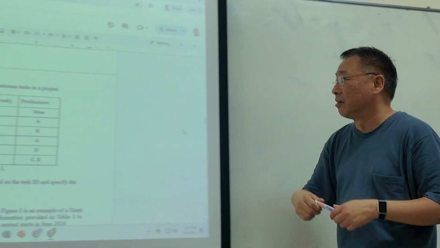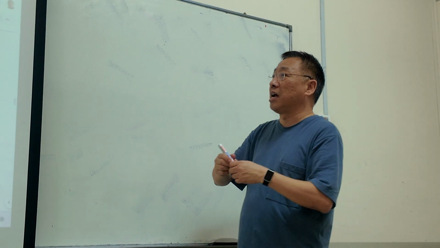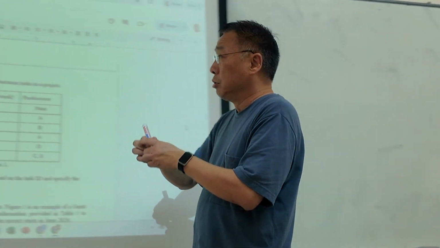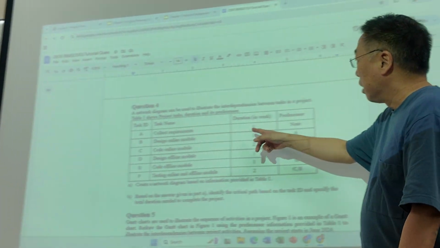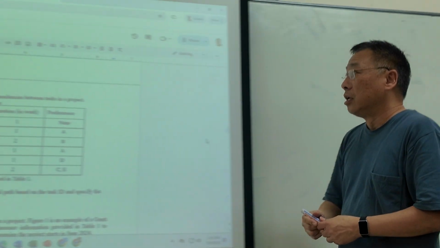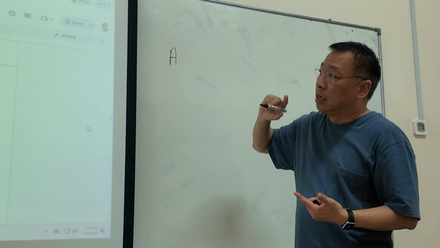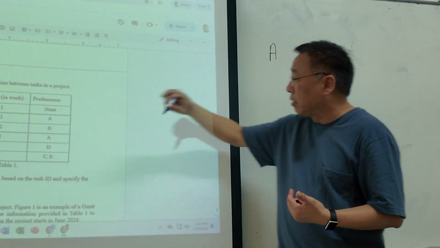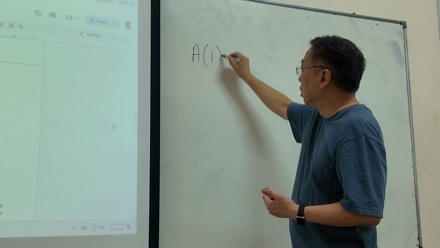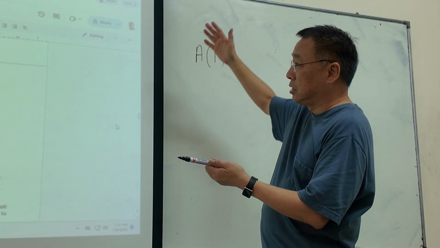It's very easy. Okay? So if you draw it manually, especially in the test or an exam, the way you do it is you just read the task ID and you know the duration and you must know who the predecessor is. So all the information is given here. So the way to draw it is, let's start with task A. So you just draw task A. Task A will take how long? 1 week, right? So you put in bracket the duration. That's it. So task A has got no predecessor, so nothing to draw.